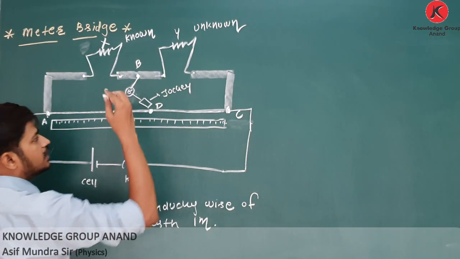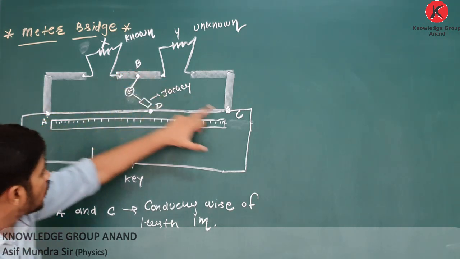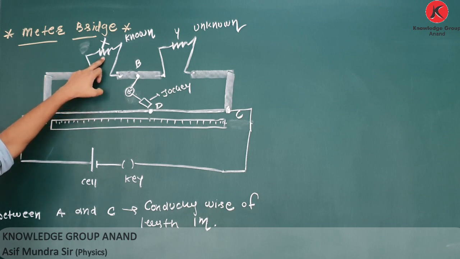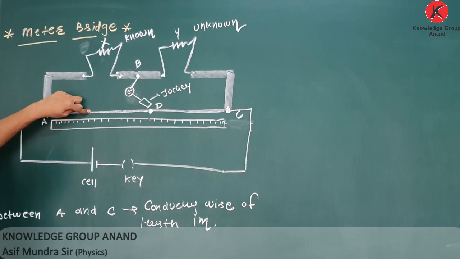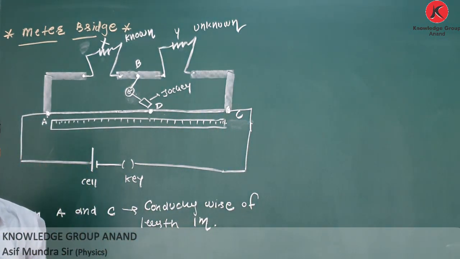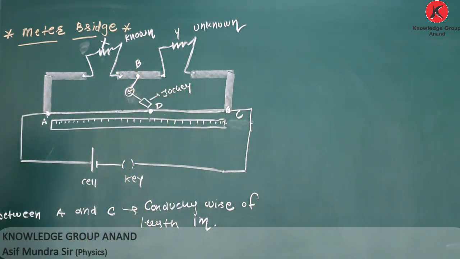Name this point D. Now see, if you compare this circuit with the Wheatstone Bridge circuit, we have point A, point B, point C, and here it is point D. Between point A and B we have one resistor, here it is R1. Between point A and D we have another resistance, R2. It is R3, and this wire is resistance R4. Clear? Compare this circuit with the Wheatstone Bridge.